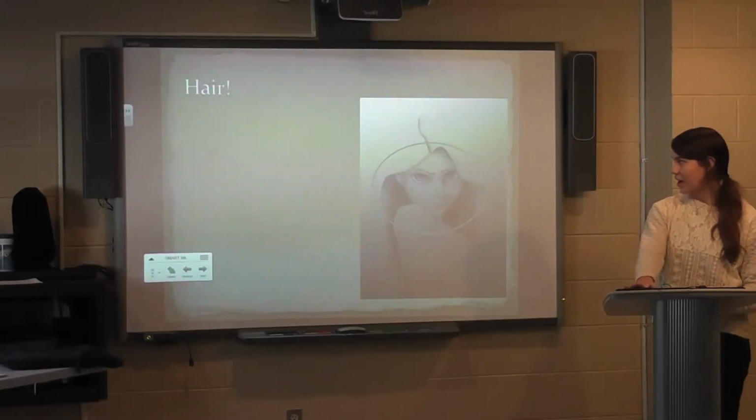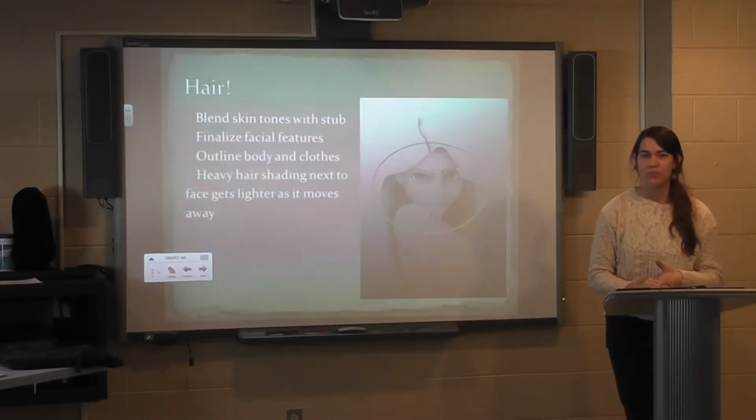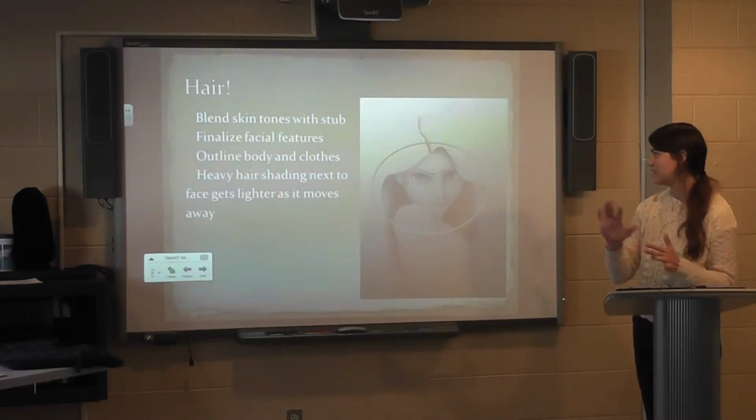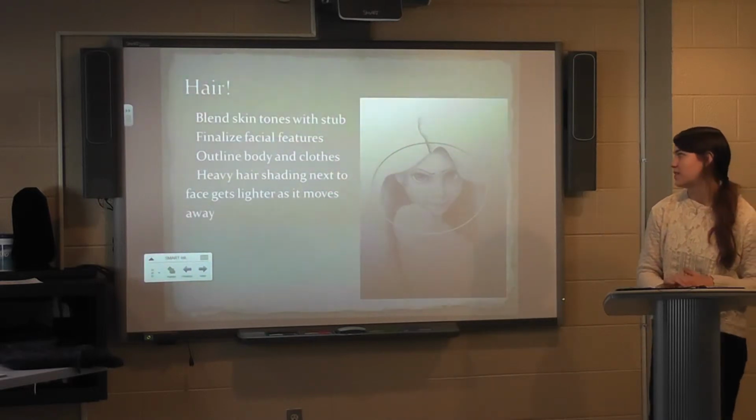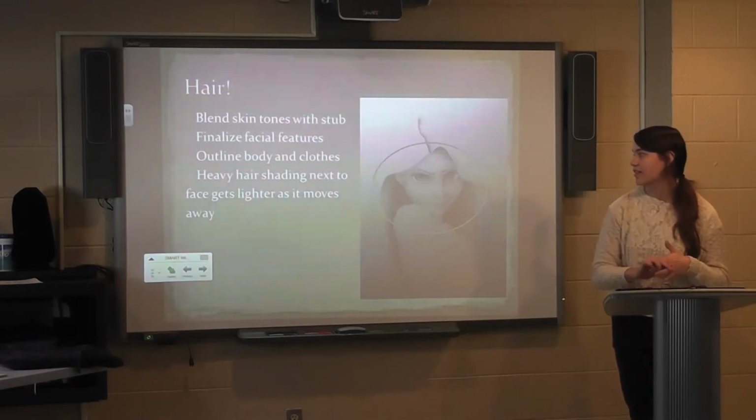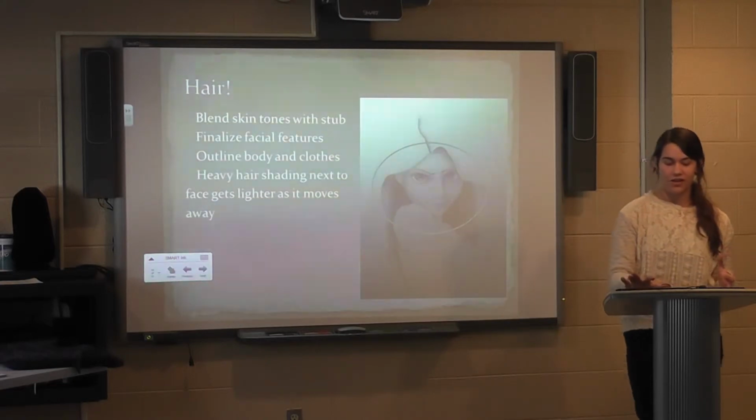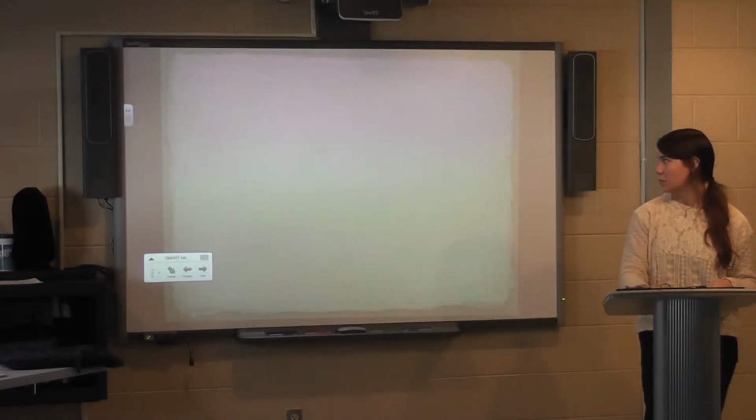Next is the hair. You're going to finish blending the skin tones with a stub. You've put them all in with a pencil and just finish them with a stub. Then outline the clothes so that way the hair doesn't take over like it takes over the rest of the movie. You're going to want light shading on the top of the hair because this is where the light hits, and very dark in the hair part.